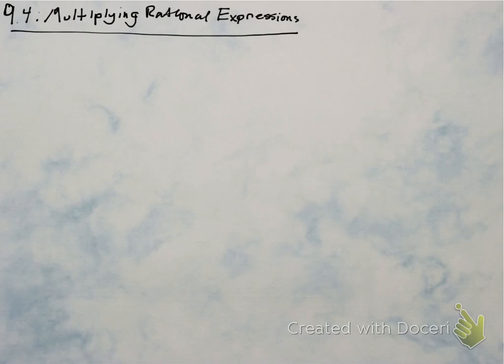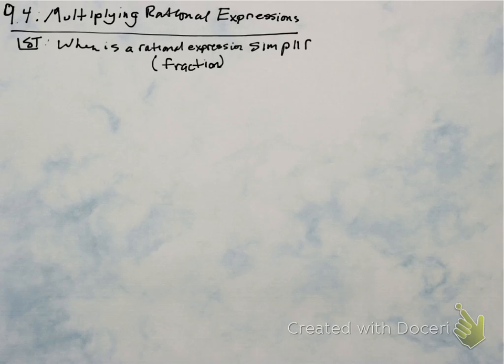In this video, we're going to talk about multiplying rational expressions. The first thing you need to really come to terms with is, when do you know a rational expression is simplified? A rational expression, which you guys know is just really a fraction, is just a fancy way of saying a fraction. So before we multiply, we've got to know when we have a simplified fraction.